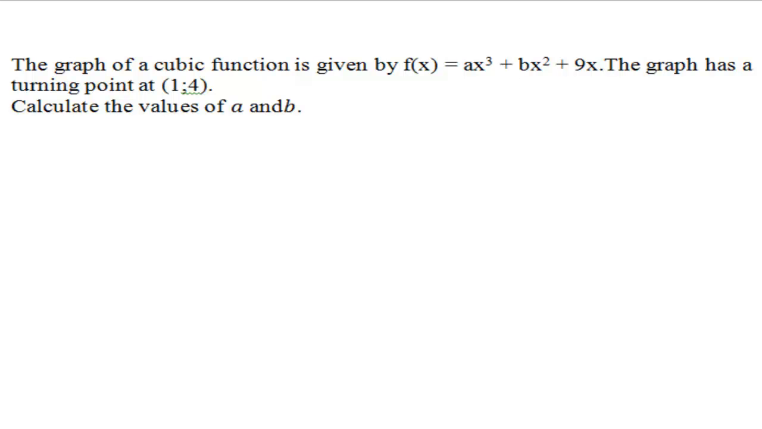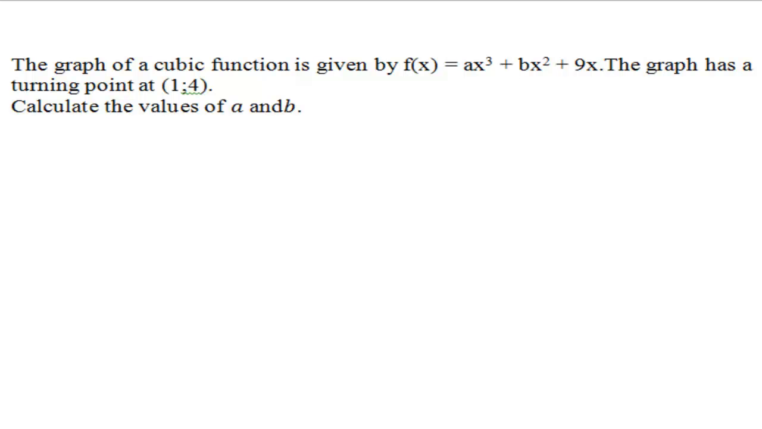This is D2.7 on page 11 on calculus. It says the graph of the cubic function is given by ax cubed plus bx squared plus 9x. The graph has a turning point (1, 4). Calculate the values of a and b.